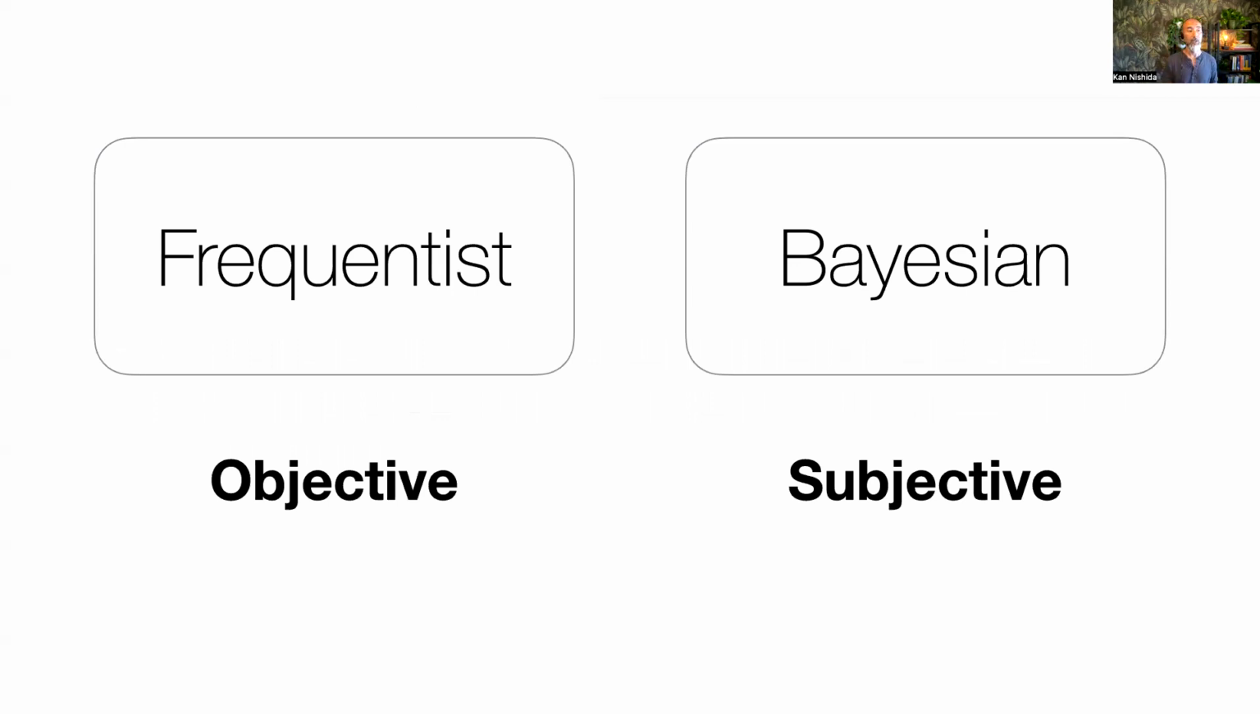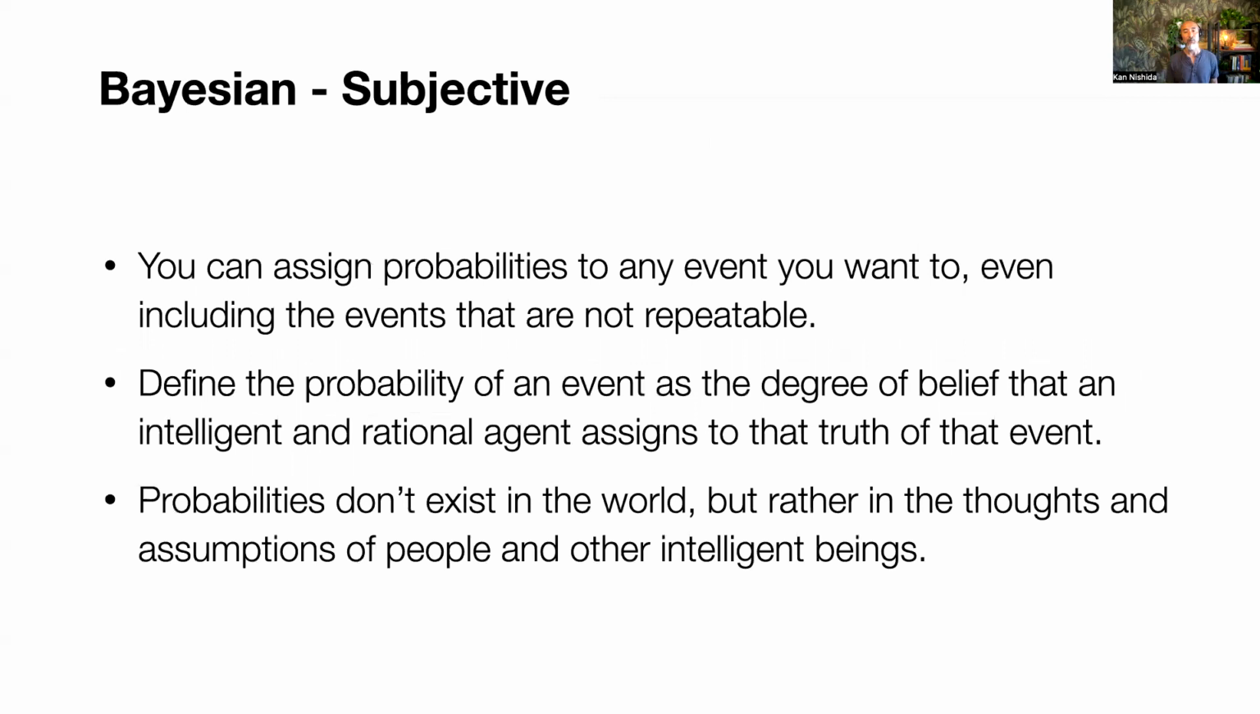And the easy way to contrast between these two is that Bayesian is more subjective. What subjective means is you can assign probabilities to any event you want to, even including events that are not repeatable. The coin flips we can repeat hundreds of times, but you don't have to repeat. There are certain things you cannot repeat in this world, but no problem. You can assign probabilities. Define the probability of an event as the degree of belief. This is a key part: degree of belief that an intelligent and rational agent, or in this case, people, assigns to the truth of that event.